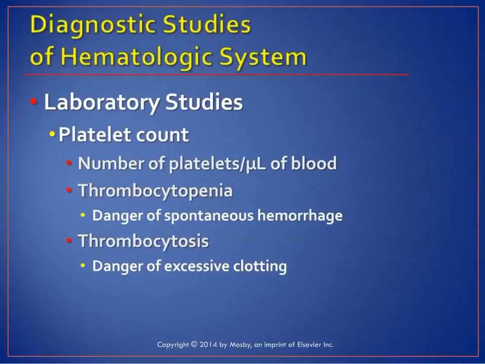A normal platelet count is between 150,000 and 400,000. Counts below 100,000 signify thrombocytopenia, a condition in which bleeding may occur. Spontaneous hemorrhage is possible once the platelet count falls below 10,000. Thrombocytosis is defined as excessive platelets, a disorder that can occur with inflammation and some malignant disorders. The most likely complication related to thrombocytosis is excessive clotting.